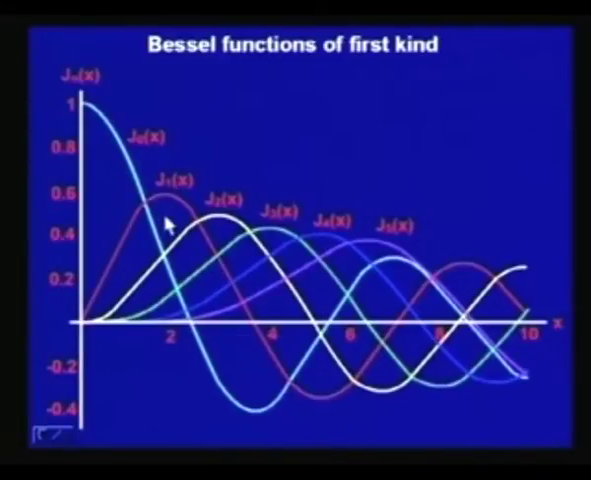In this picture, we see the graphs of Bessel functions of first kind. This is the graph of J naught x, this is the graph of J1 x, then this is the graph of J2 x, J3 x, J4 x, J5 x and so on. We can see the close resemblance of the graphs of J naught x and J1 x with the functions cos x and sin x, and that is quite interesting. They closely resemble the graphs of cosine x and sin x functions.